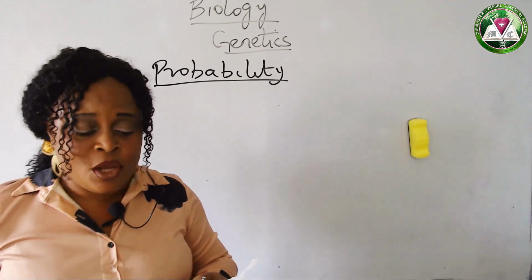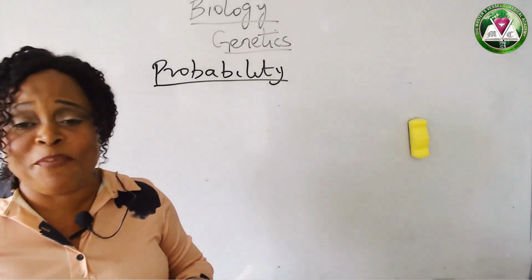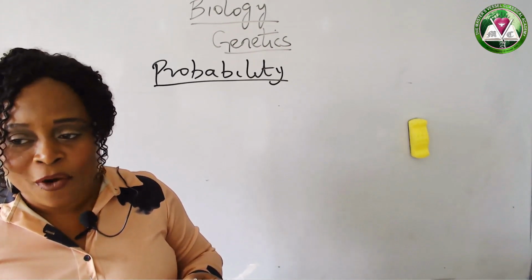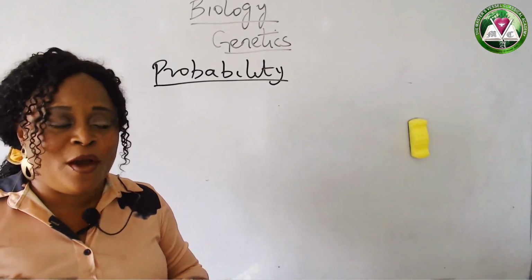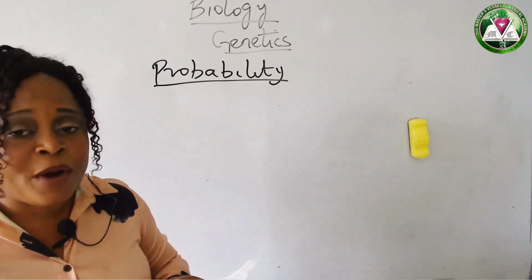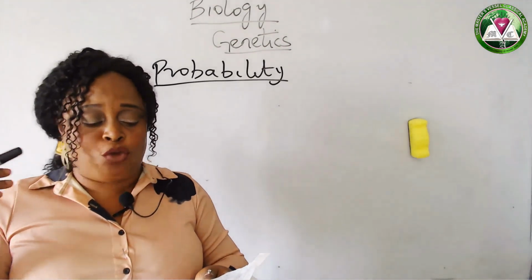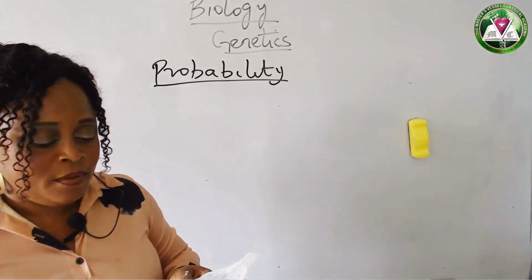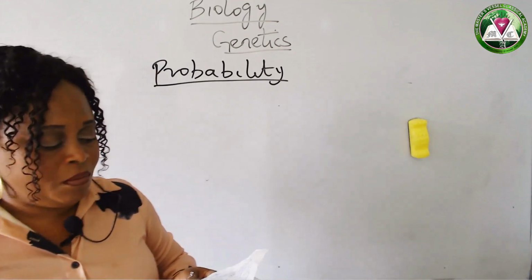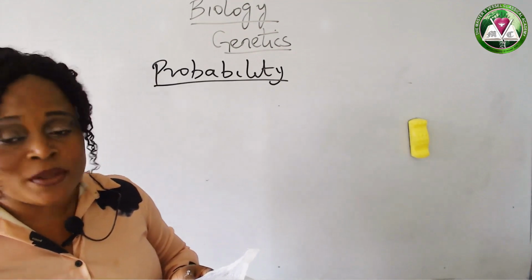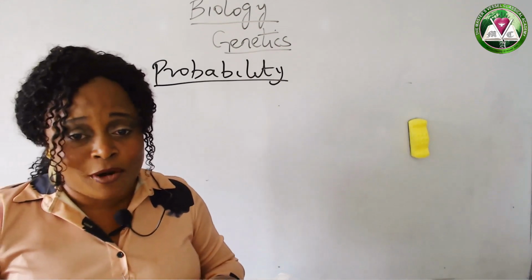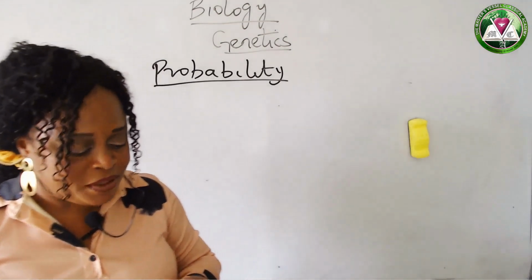Okay? For instance, you can say the probability of a newborn baby being male or female is 50%. Alright? Okay? The probability of throwing a dice and getting one, you understand, is 0.17%.